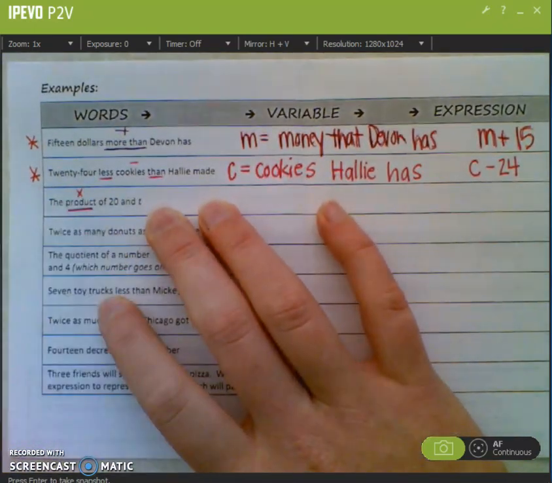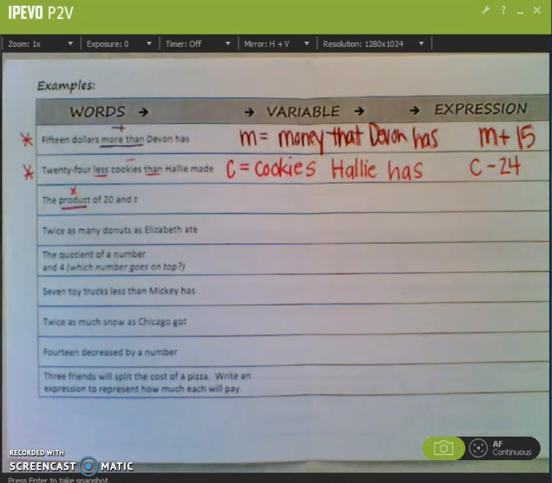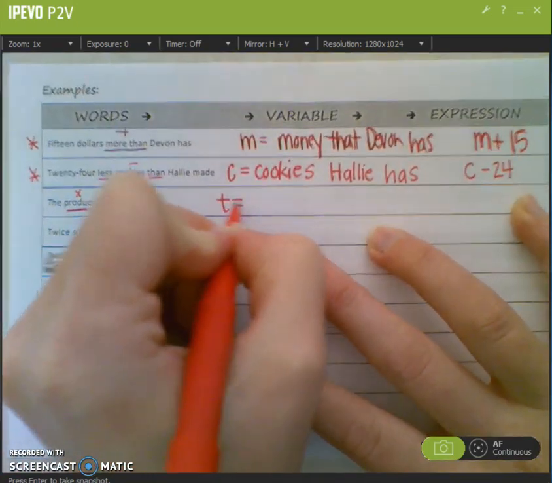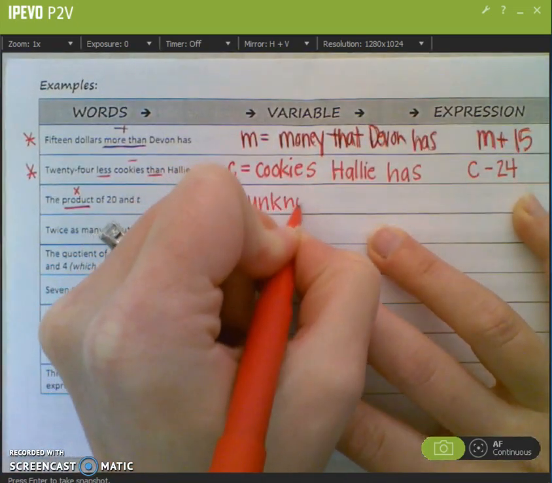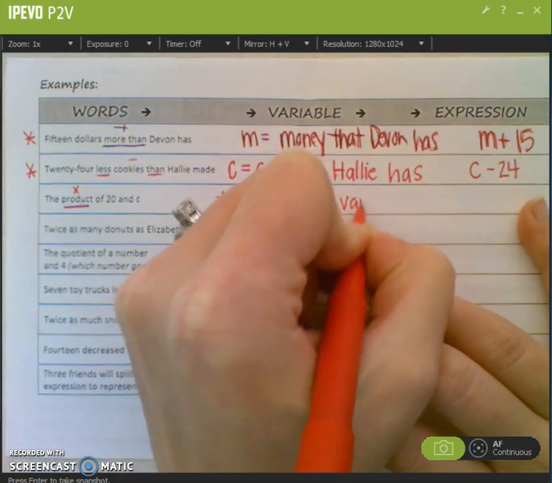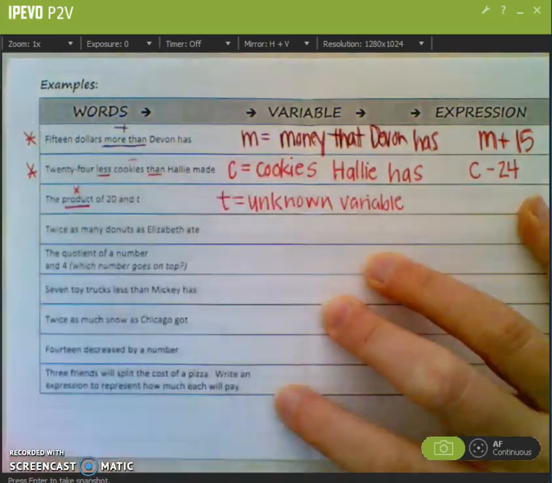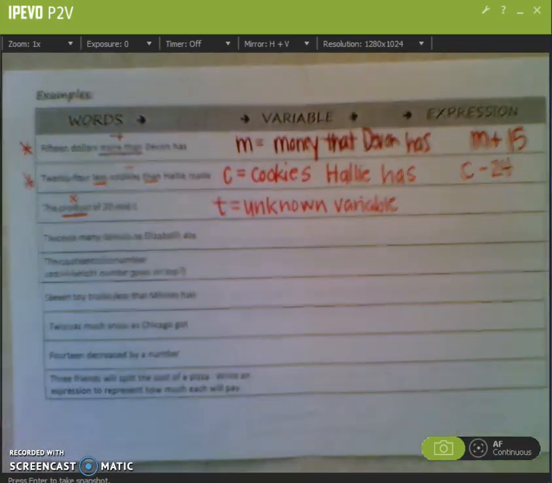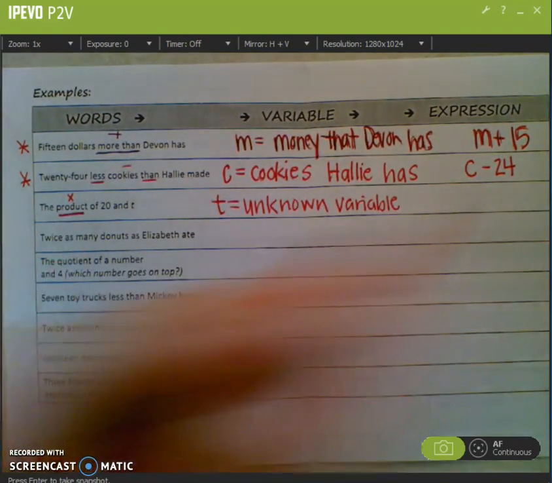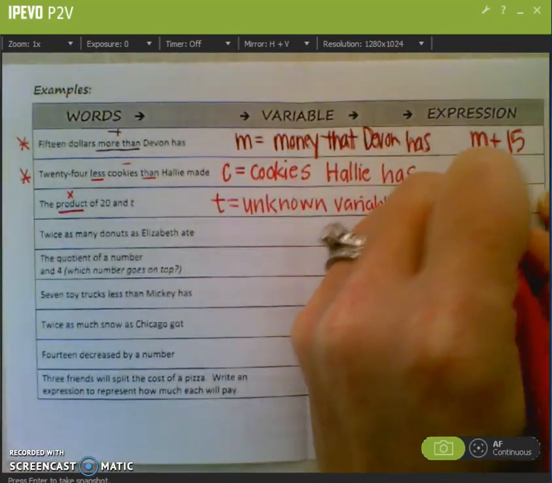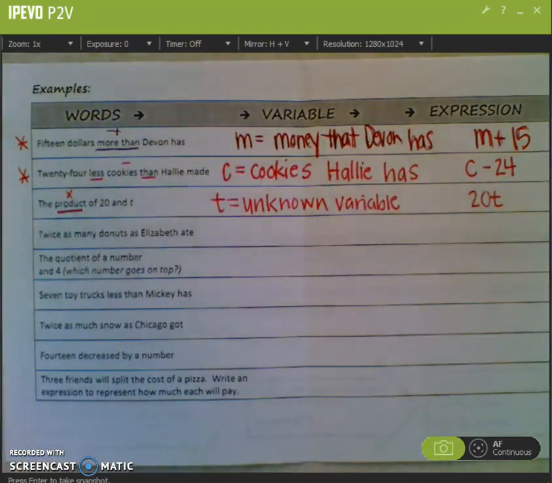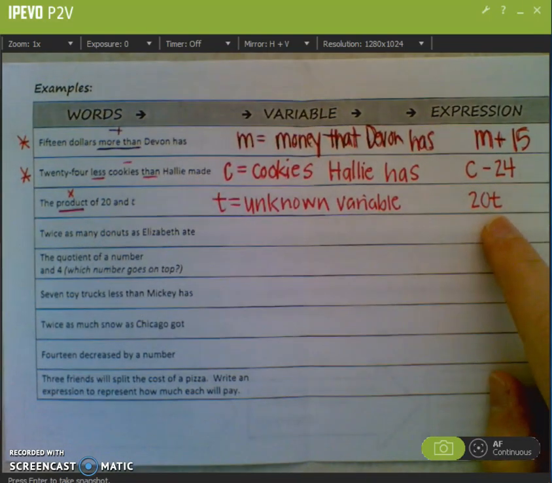The next one says the product of 20 and T. You should recognize product as a multiply-by word. And T is our unknown variable. In word problems like this, where we don't really know what T is, you can just write unknown variable, and that's okay. The product of 20 and T can be written as 20T. When we write a number next to a variable, that just means those two things are being multiplied. In fact, we call the number in front of the variable a coefficient.